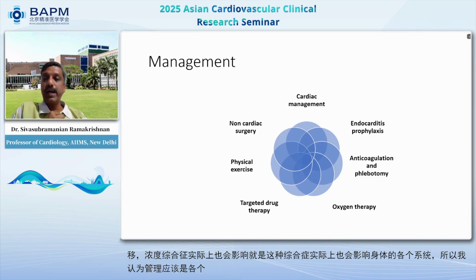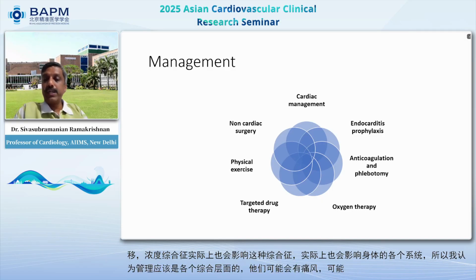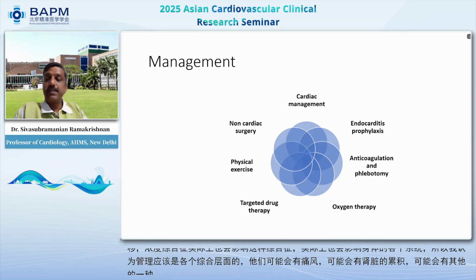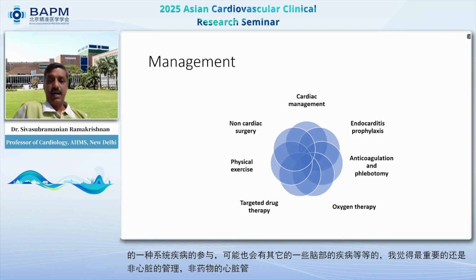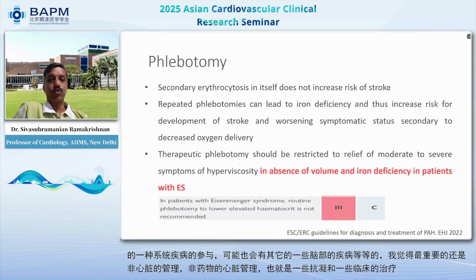So the most important thing is focusing on the non-cardiac management and the non-pharmacological cardiac management. That will be endocarditis prophylaxis, anticoagulation and phlebotomy, the indication for oxygen therapy and targeted drug therapy, exercise training, and avoidance of non-cardiac surgery. They all form an important aspect in the management of Eisenmenger syndrome.